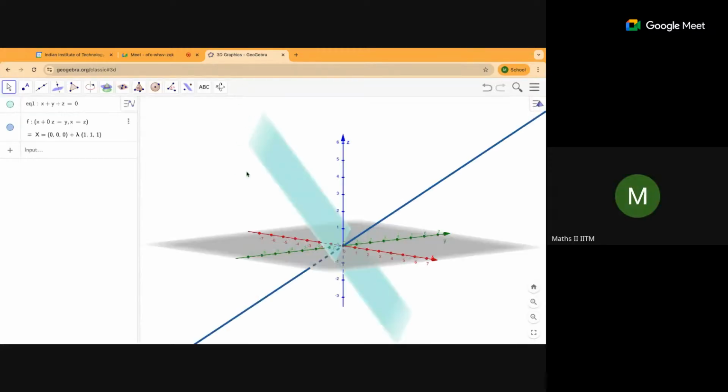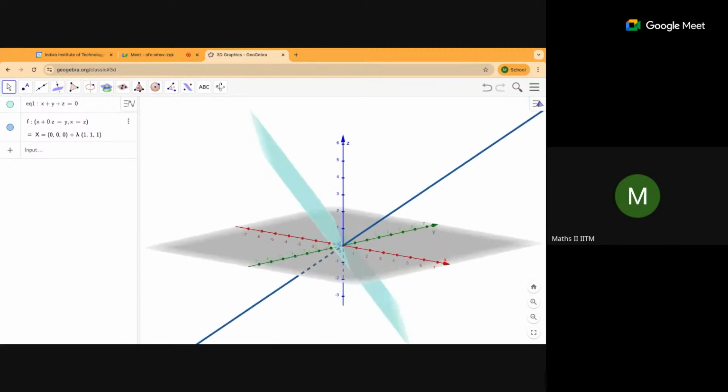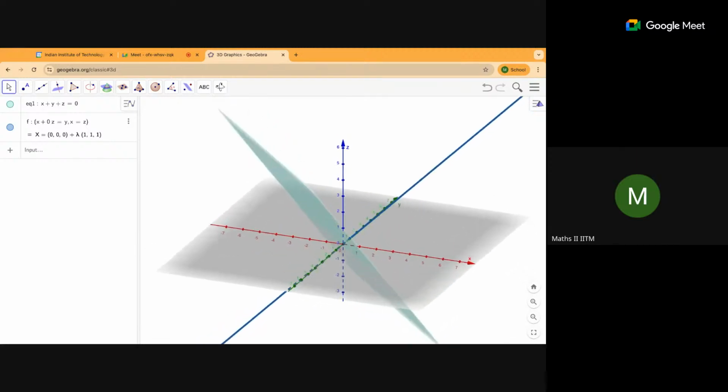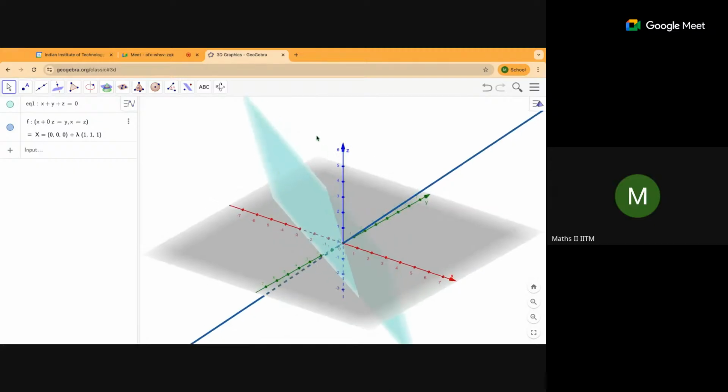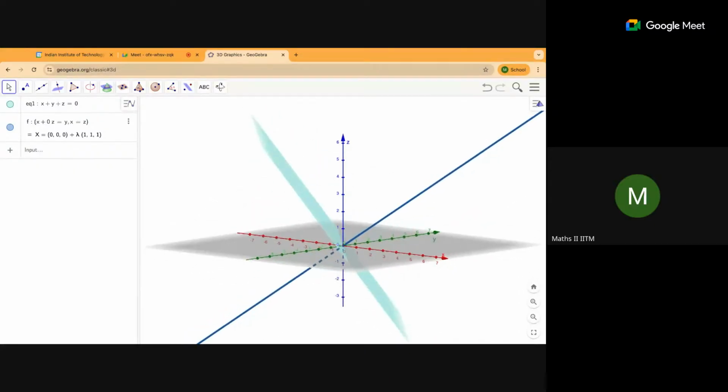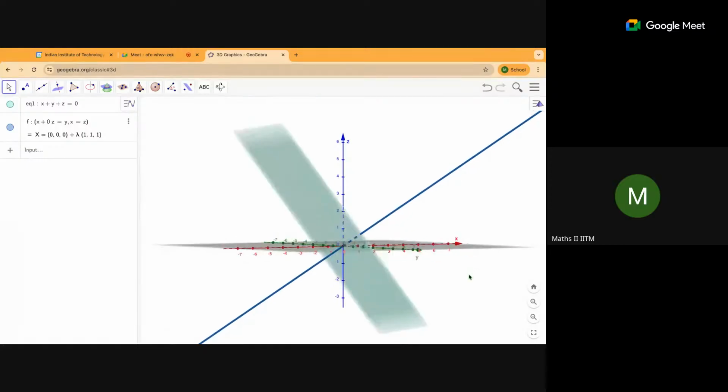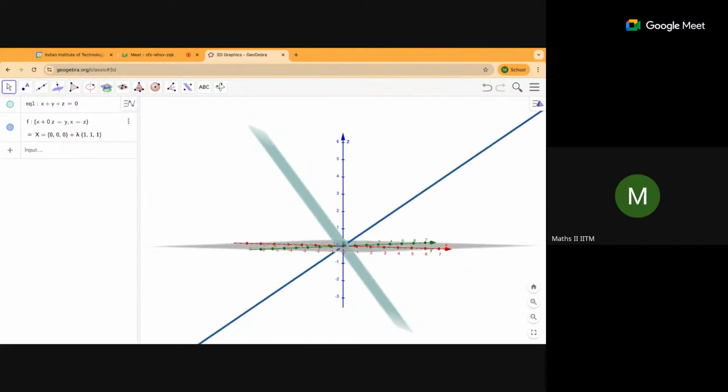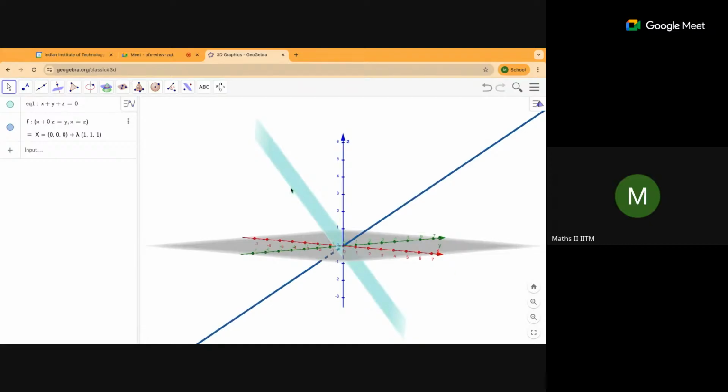Yes, ma'am. Okay, so in this GeoGebra page, I have just taken some random plane. You see this blue color? This is the x equal to y equal to z plane. Now I have taken a vector which is orthogonal to the vectors in this plane. For example, (1, 1, 1). Take any vector from this plane, then (1, 1, 1) is orthogonal to this particular plane.